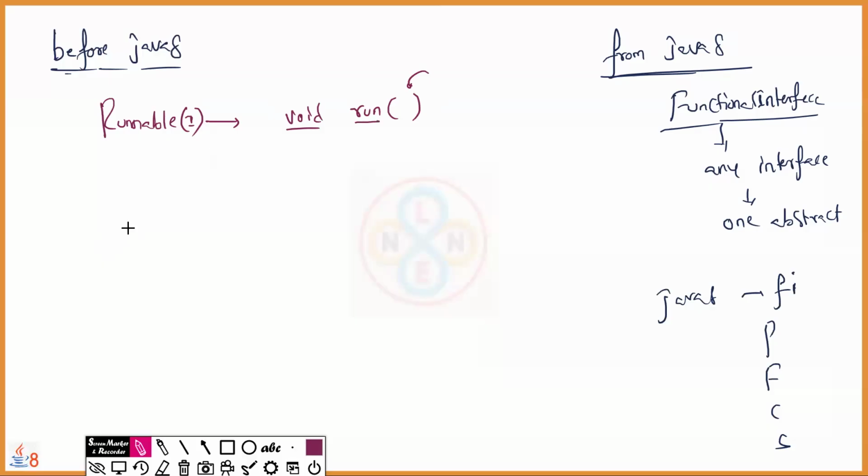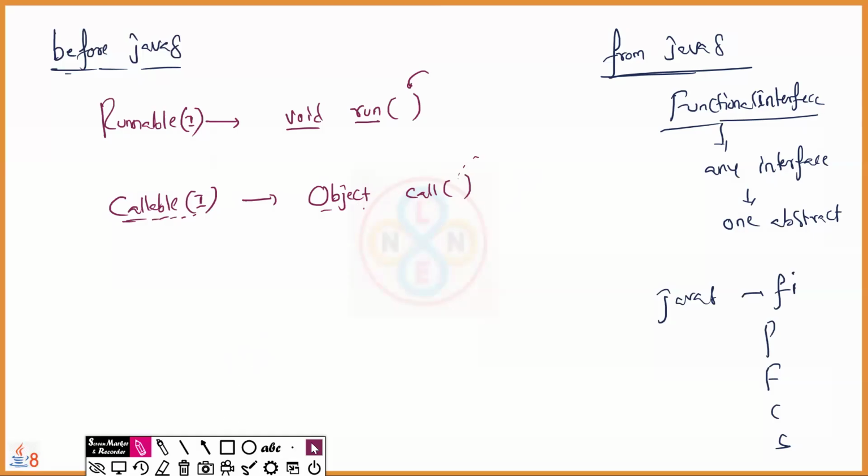Then next, we also have Callable as one interface, which was introduced in Java 1.5. Callable has a method called call. The call method takes no inputs, and the call method returns an object. That means an interface with one abstract method which doesn't take any inputs and returns an object, like this Callable, can be used as a functional interface also.